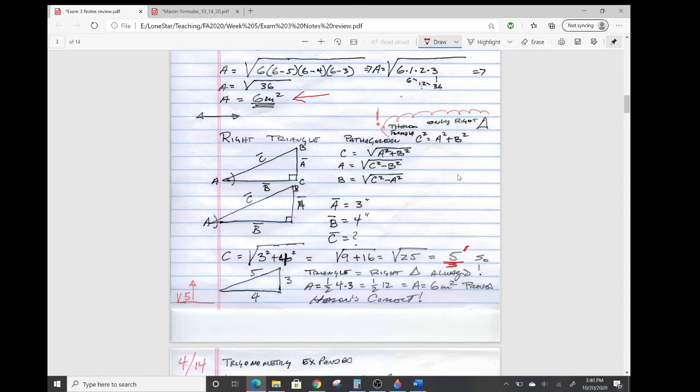Now let's look at the area. 1/2 of the base times the height. Now the base is 4. The height is 3. So let's look at the area, because this is a right triangle, yeah? So this would be the vertical. This would be the vertical.